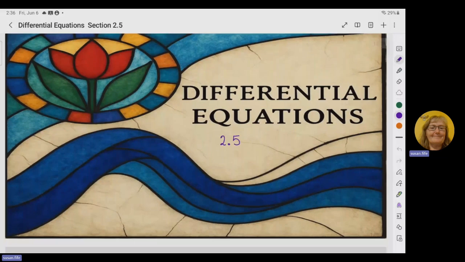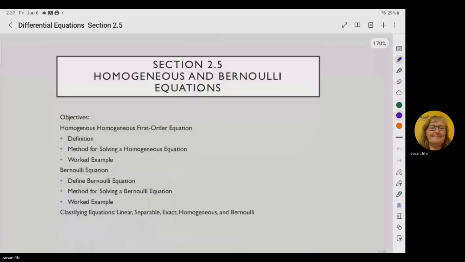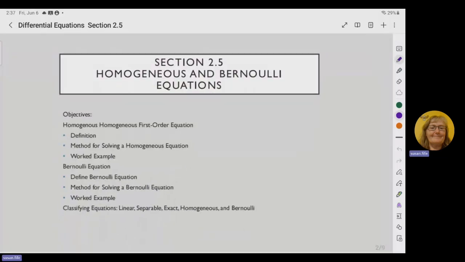Section 2.5 covers homogeneous and Bernoulli equations. In this section, we're going to start with a homogeneous first order equation, define what it is, talk about the method used to solve it, and then work out an example. And then we'll go to the Bernoulli equation, again define it, talk about the method used to solve it, and then work out an example.